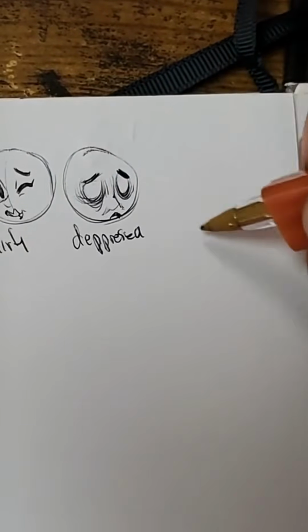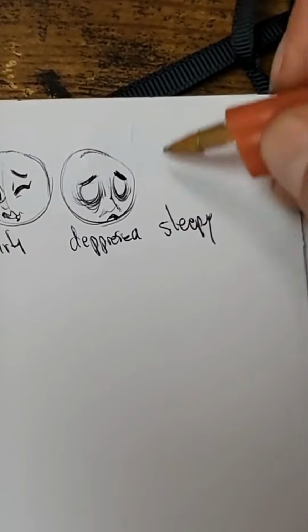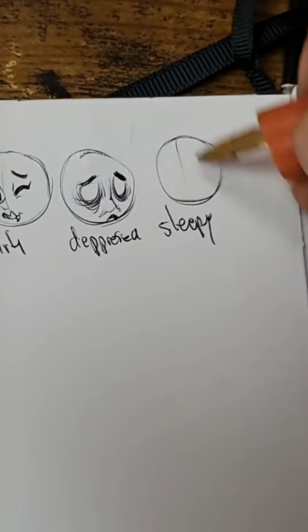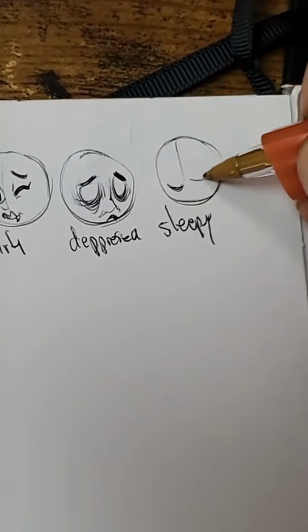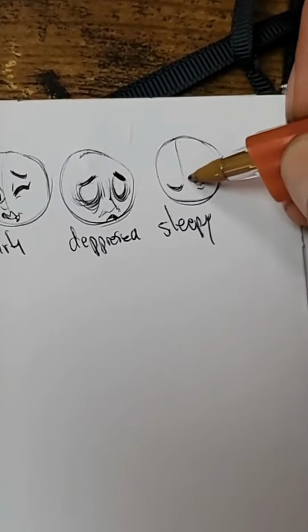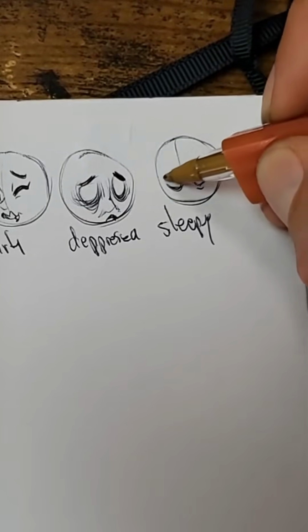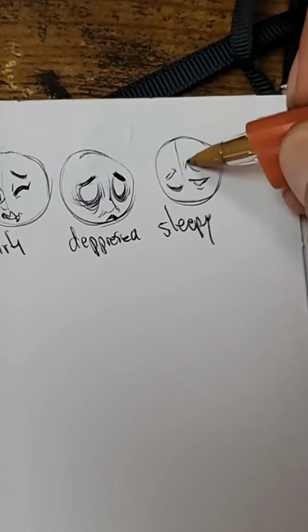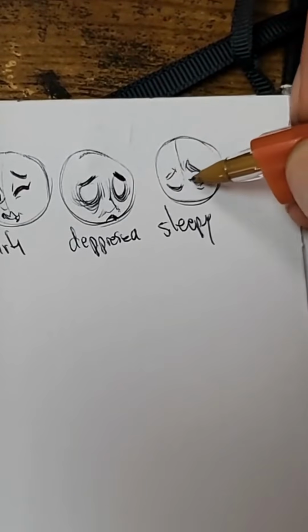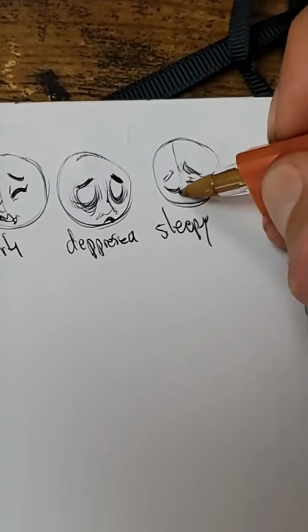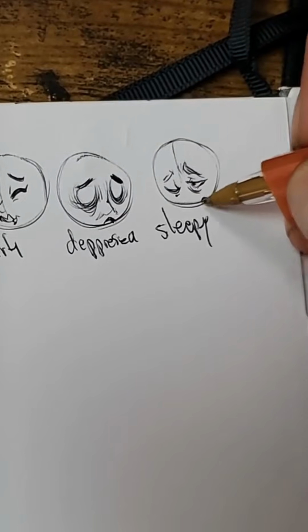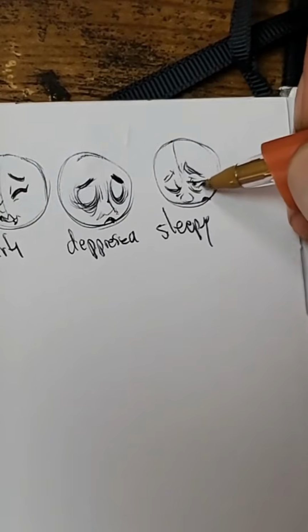Sleepy. Sleepy could be one eye closed, one eye almost closed, and you're trying to fight that eyebrow from closing completely. Have some lines underneath, and you're just exhausted. That would be sleepy to me.